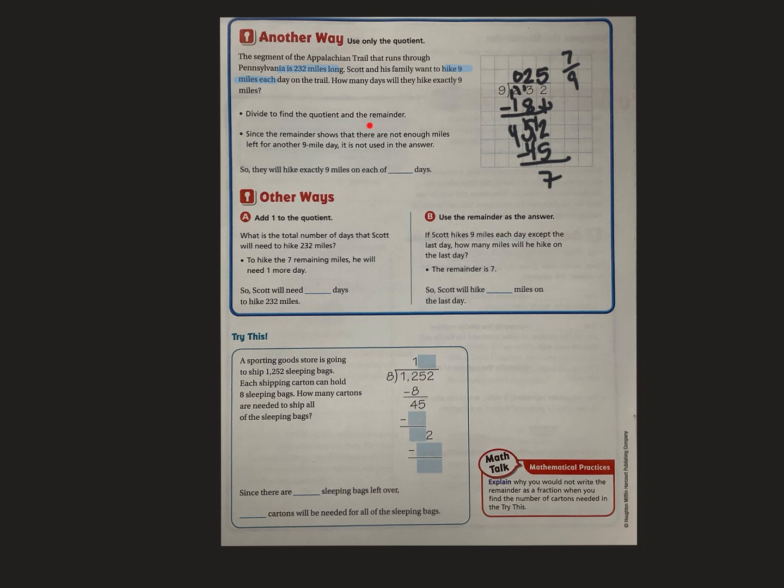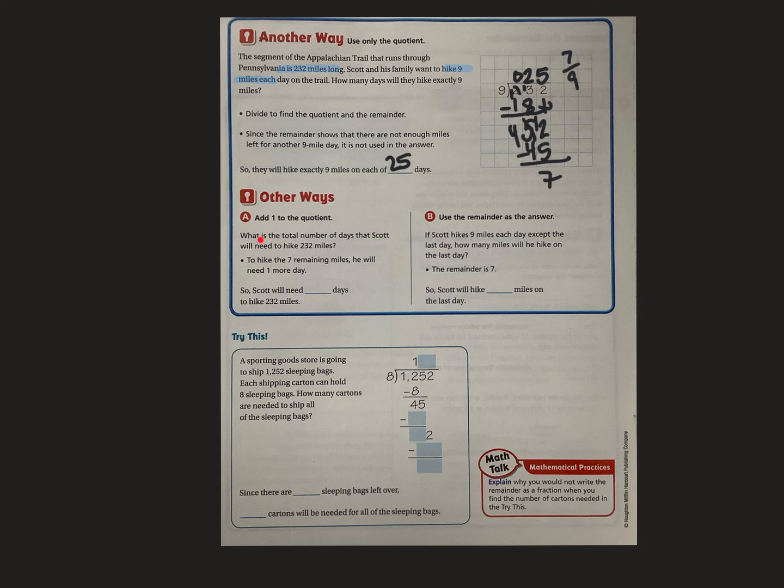So find the quotient and remainder. We did that. Since the remainder shows that there are not enough miles left for another 9-mile day, it's not used in the answer. He just wanted to know how many days he will hike exactly 9 miles. So it always depends on the question. It will be 25 days that he hikes exactly 9 miles. And then I guess he'll go on another trip later, one more trip that doesn't have exactly 9 miles, just has 7.